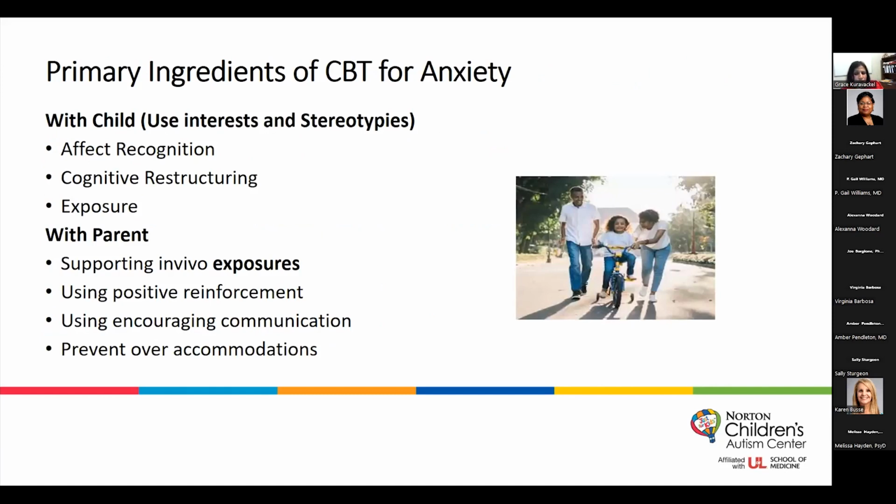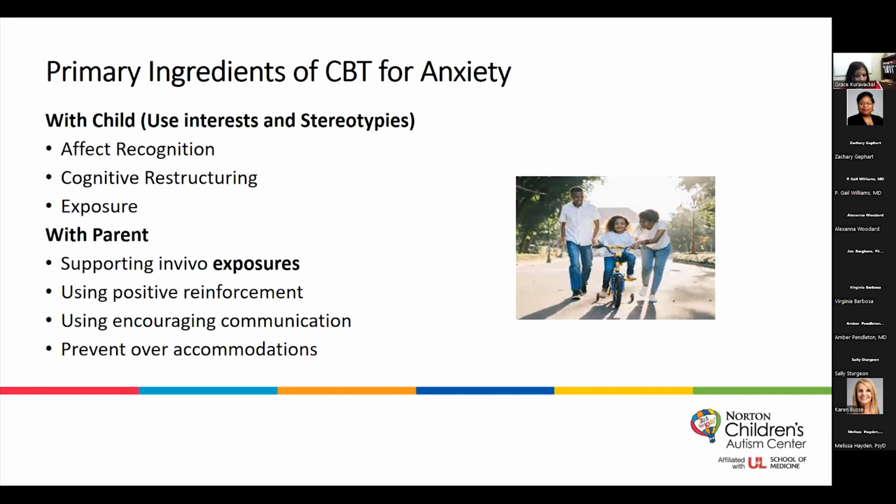So some of the primary ingredients in the CBT modification is helping the individual to understand their own emotions and being able to read emotions and recognize those emotions in others. A lot of cognitive restructuring, again, using a lot of visuals, and then, of course, exposure to the feared activity or the activity that they are trying to avoid the most.